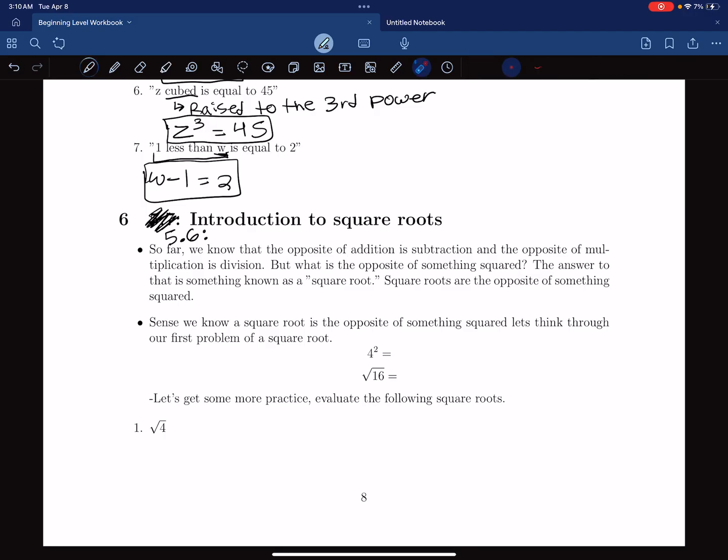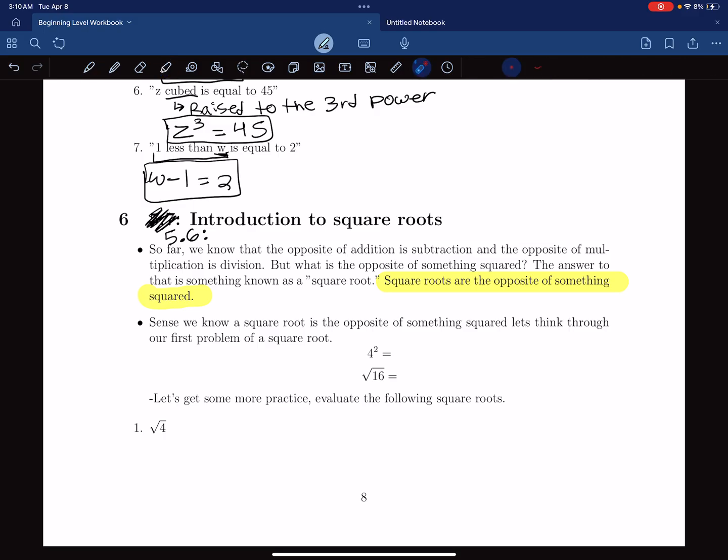So let's read through the introduction. So far, we know that the opposite of addition is subtraction, and we also know that the opposite of multiplication is division. But have you ever thought about what is the opposite of something squared? The answer to that is something known as a square root. Square roots are the opposites of something squared. So let's highlight that because that is important. Square roots are the opposite of something squared.